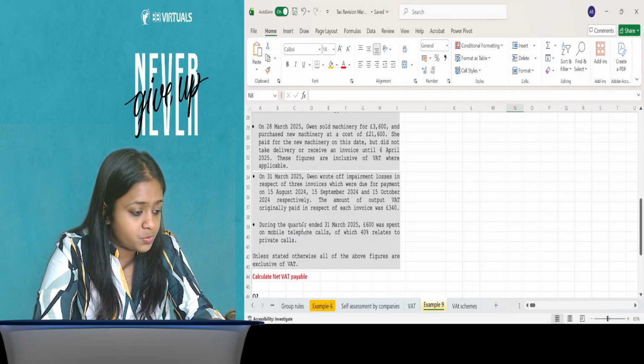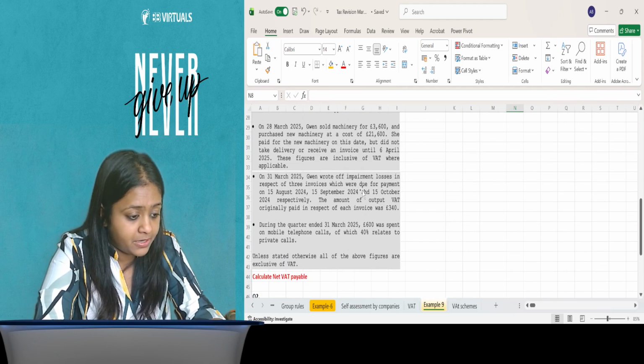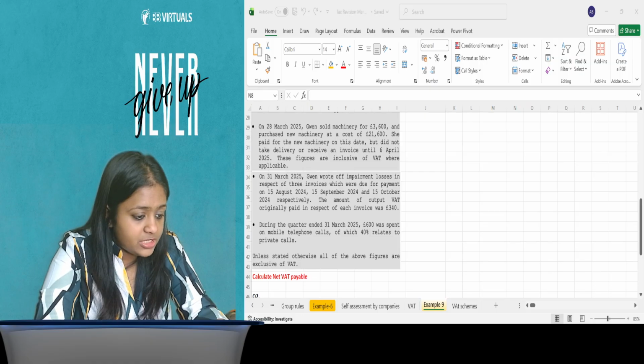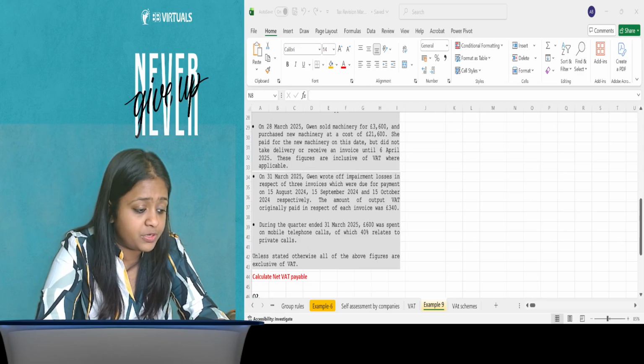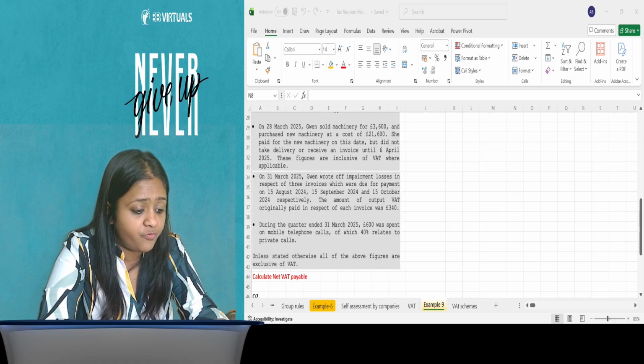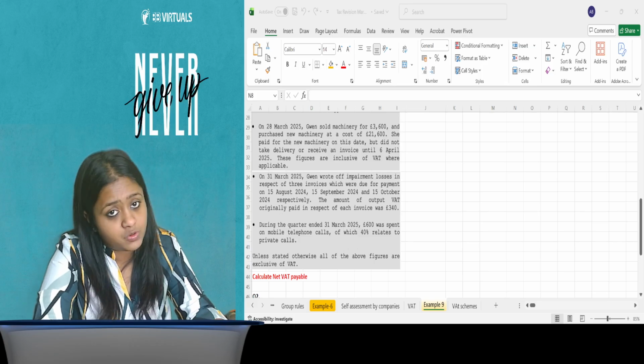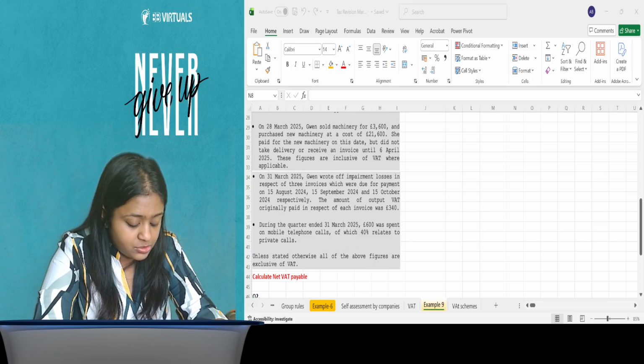Now let's do the next one, impairment loss. On 31st March 25, Gwen wrote off impairment loss in respect of 3 invoices which were due for payment on 15th August 24, 15th September 24, 15th October 24 respectively. The amount of output VAT originally paid in respect of each invoice was 340. So we have to just reverse it.